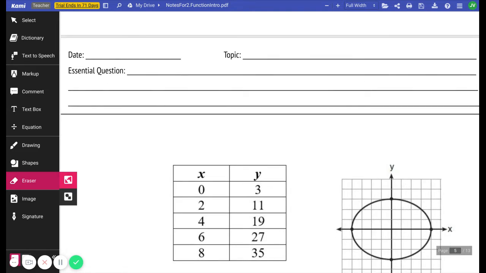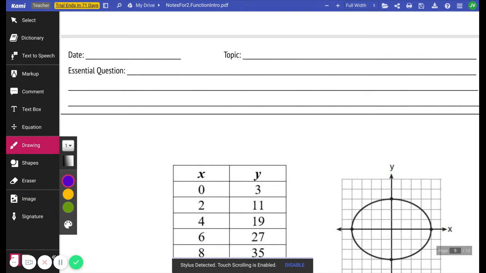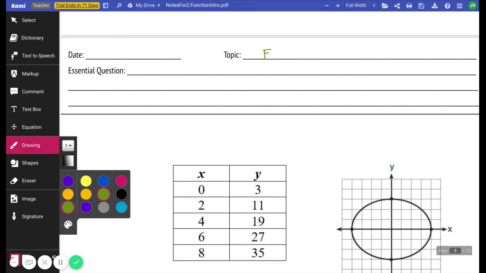And we are going to kick things off by looking at basically functions. That's our topic. What do domain and range tell us about functions?